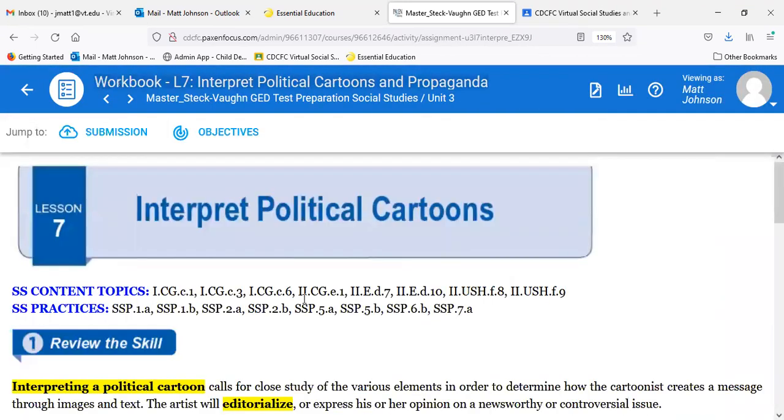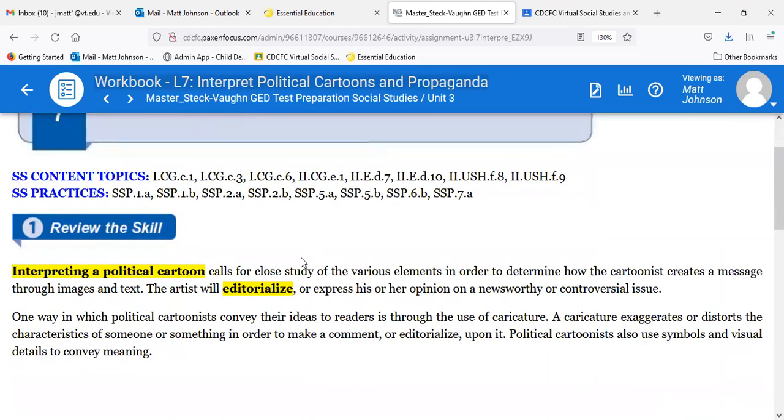Again, it's saying interpreting a political cartoon calls for a close study of the various elements in order to determine how the cartoonist creates a message through images and text. The artist will editorialize or express his or her opinion on a newsworthy or controversial issue. One way in which political cartoons convey their ideas to readers is through the use of caricature. A caricature exaggerates or distorts the characteristics of someone or something in order to make a comment or editorialize upon it. Political cartoonists can also use symbols and visual details to convey meaning.